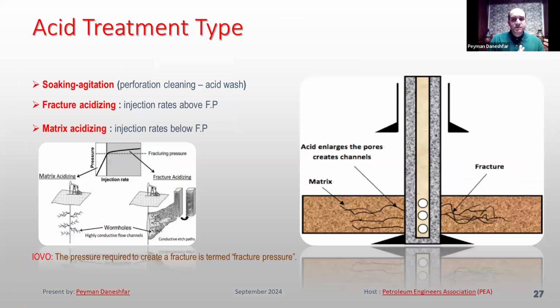We have three types of acidizing: soaking agitation, fracture acidizing, and also matrix acidizing. Soaking agitation means an acid wash or wellbore cleanout. We just want to clean the wellbore of the well. In fracture acidizing, our injection rate will be above the fracture pressure. And in matrix acidizing, our injection rate will be below the fracture pressure.